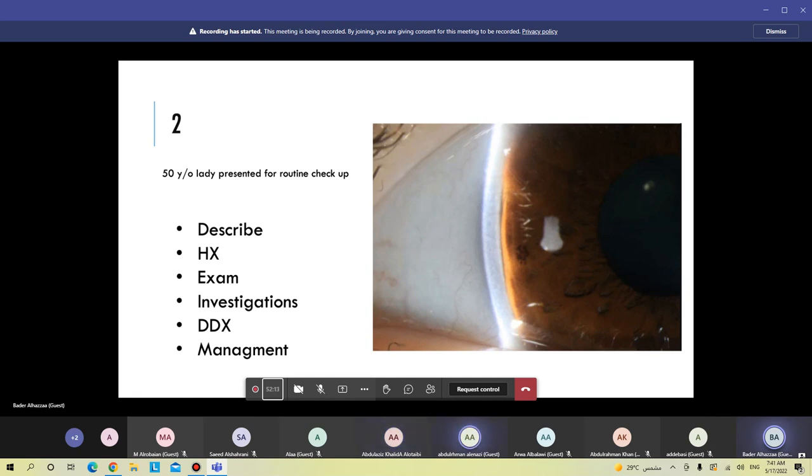Yes sir. This is a 50 years old lady presented to routine checkup. I see a photo of the eye showing a slit beam over the periphery of the cornea. Yes, show anterior Schwalbe line. How about the depth? It's shallow AC at the periphery. Yes, I don't want to comment on this. What is this technique, or what do we call it? This examination. Scleral scatter. No.